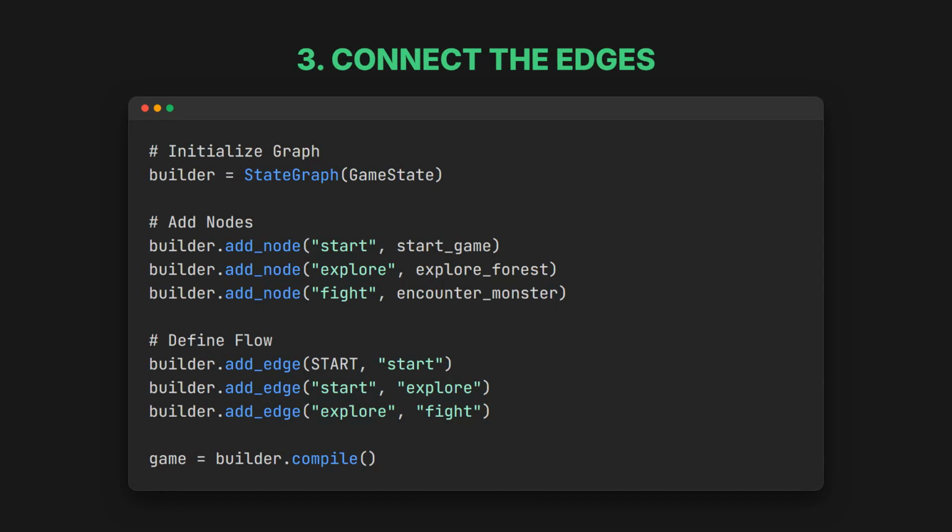But we can also have conditional edges, logic that decides if health is low, run away, else fight. Once we compile this builder, LangGraph stitches these functions into a runnable application that manages its own flow.